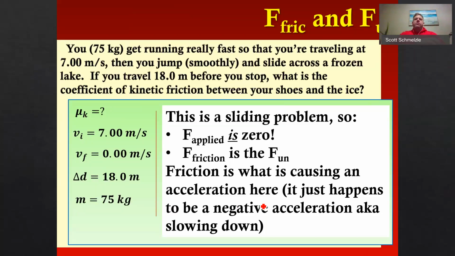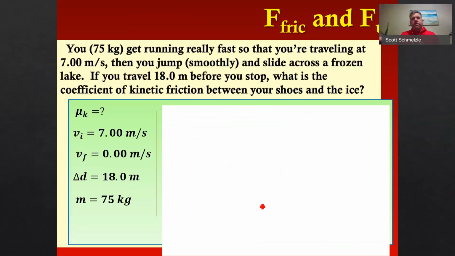So friction is what is causing us to have this acceleration here, meaning that once you slide across the ice, there is no more applied force because you're not actually reaching down and pushing with your hands or trying to push with your feet or anything like that. You're just straight up sliding. So because of that, our friction is our F-net. Okay? It just happens to be a negative acceleration for us.